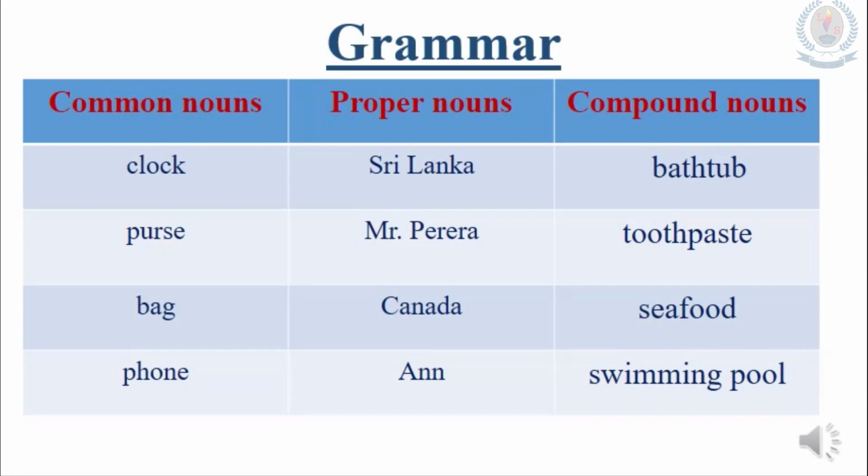Grammar. Common nouns, proper nouns and compound nouns. What do you know about these common nouns, proper nouns, and compound nouns? What is the meaning of common nouns? Common nouns means names of any person, place, thing, or idea. Remember, they are not capitalized unless they come at the beginning of a sentence. Now read the example. Clock, purse, bag, phone. Those are common nouns.